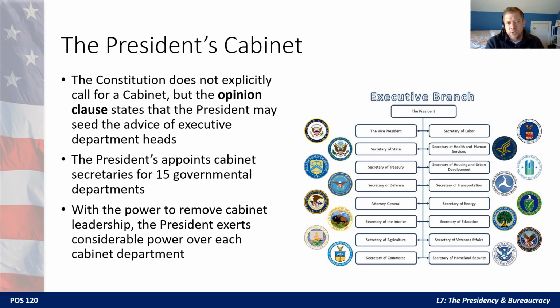There's a portion of the Constitution called the Opinion Clause that states the president may seek the advice of executive department heads, and that historically has been interpreted as I can have this cabinet of leaders here. The president has the power to appoint and remove cabinet leadership, which gives him or her tremendous power over the direction of that organization. As we'll talk about, the individual folks such as my neighbor here with the EPA, they cannot just be removed from office, and with good reason, right?